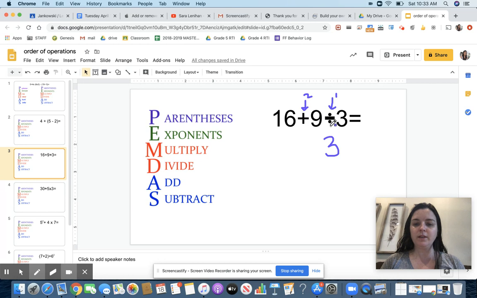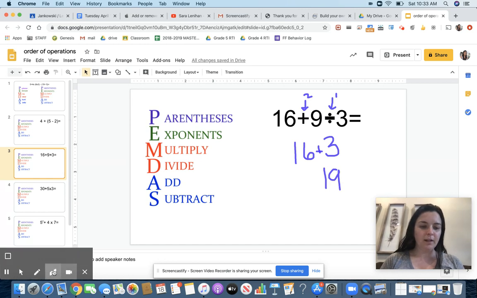And I'm always going to write it below. This is just something I do that I think is really helpful. But I'm going to write that answer below, and then I'm going to bring the rest of my problem down. 16 plus 3. And then there's nothing else to do besides addition. So then I just add: 19. Okay? Let's try another one.